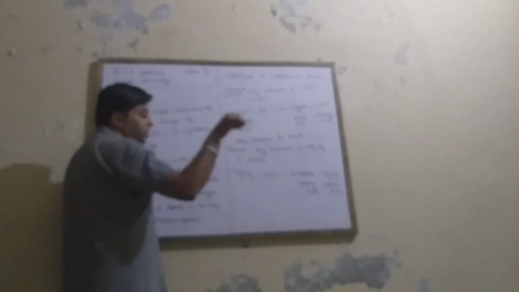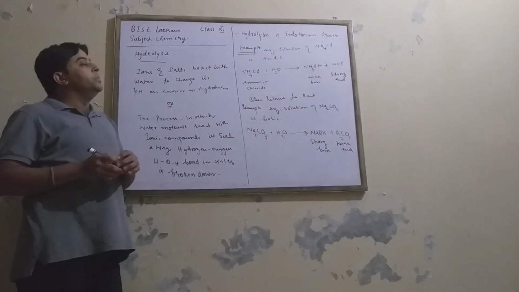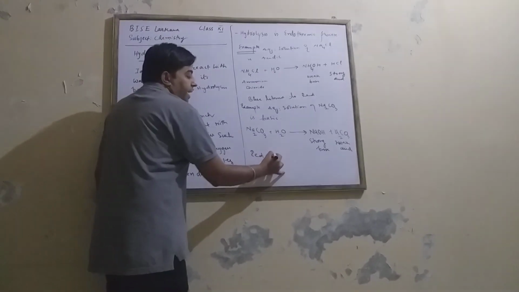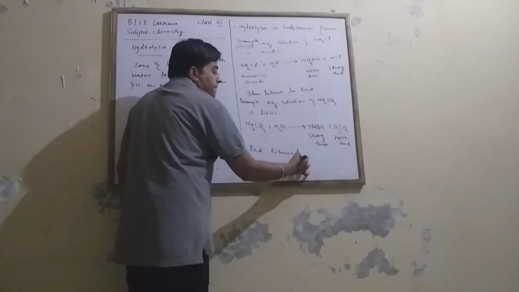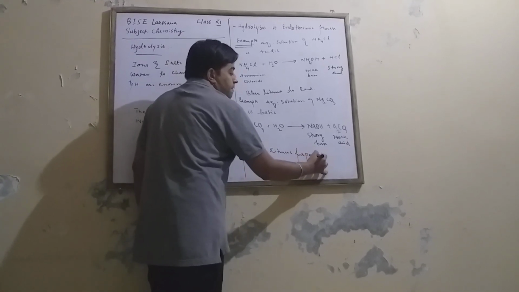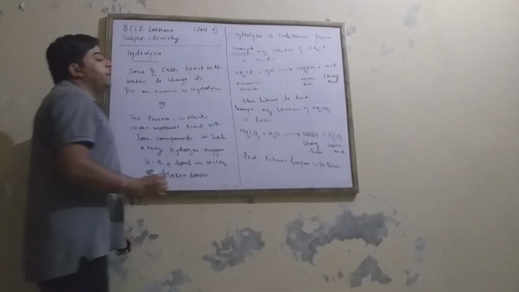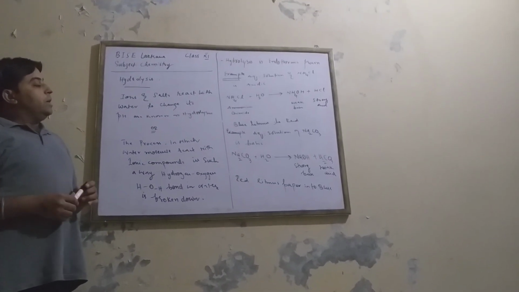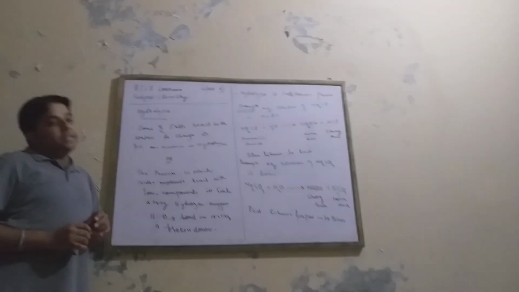We are checking through litmus paper. Litmus paper changes from red to blue: red litmus paper turns blue, which is the property of a base. So the solution is alkaline, or the solution is basic in nature.